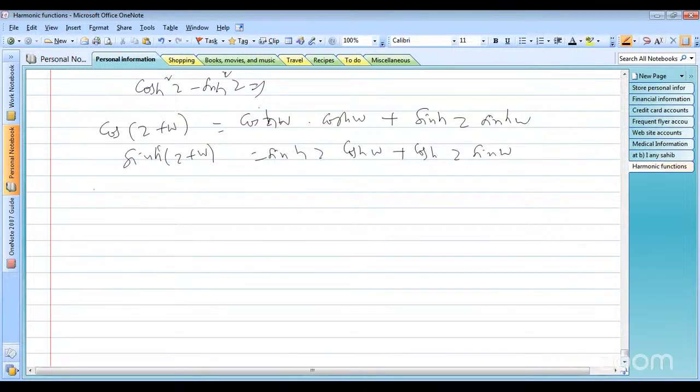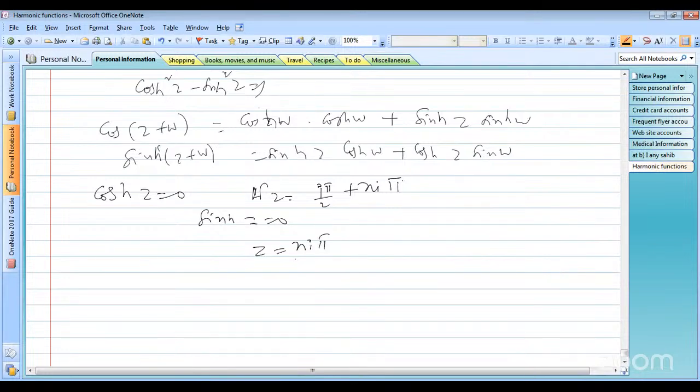Then cos h z is equal to 0 when z is equal to i pi by 2 plus n pi i. Sin h z is equal to 0 when z is equal to n pi i, where n is an integer. Both cos h and sin h are periodic, with period 2 pi i.